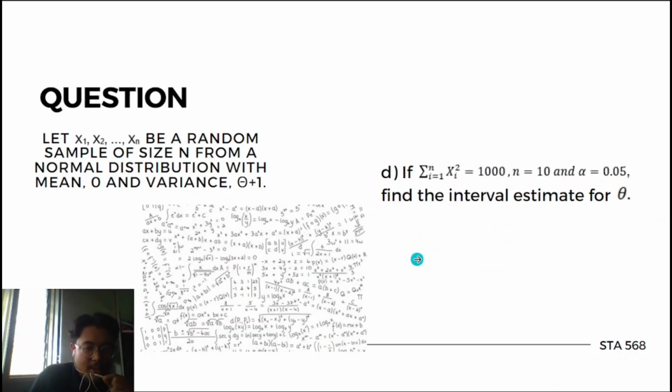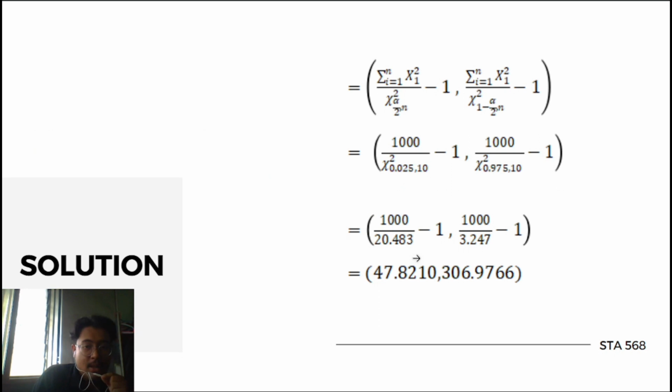Now for the last question, question D. If the total of xi square from 1 to n equals 1000, n equals 10 and alpha equals 0.05, we need to find the interval estimate for theta. Okay, now we just substitute the values that we get in the question into the formula. So for this, it is 1000 over chi-square 0.025, 10 minus 1 for the left side, and for the right side is 1000 over chi-square 0.975 with 10 minus 1.